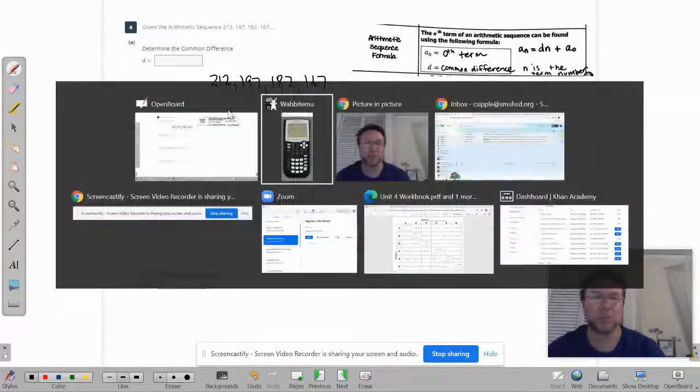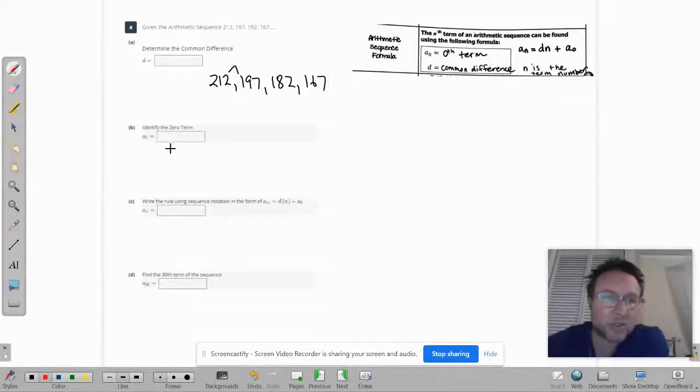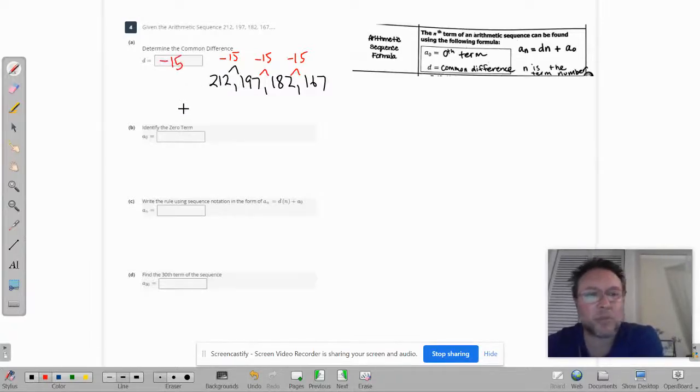On that last problem, I was telling you, don't be scared, use a calculator if you need it. Well, let's find the difference. So I would say 197 minus 212. I'm just taking the second number and subtracting the first one from it, so I could see that it's going down. In this case, it's going down by 15. Be careful there, because if you had said 212 minus 197, you would have got 15, but it's not going up by 15. The sequence is going down by 15, so be careful there. So our common difference is negative 15.